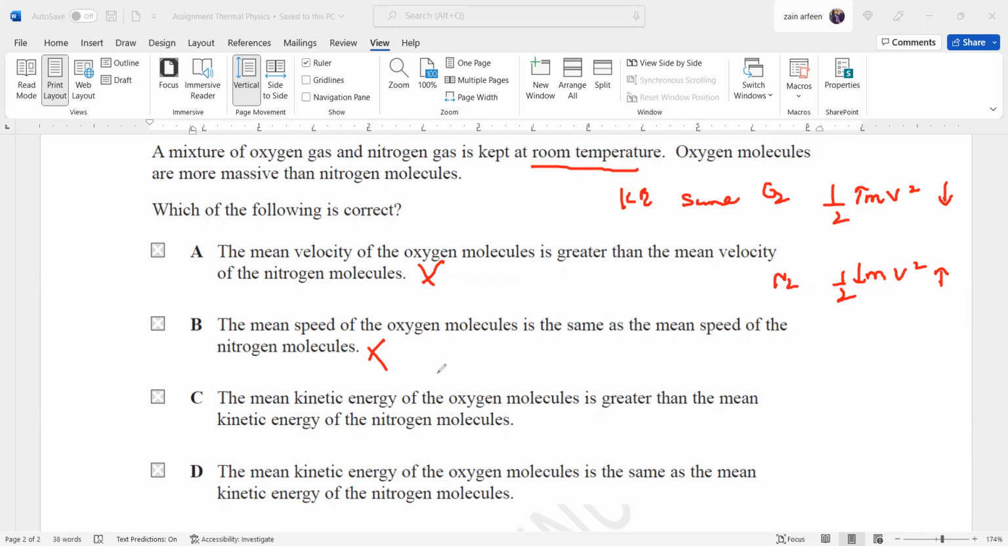The average or mean kinetic energy of oxygen molecules is greater? It won't be greater. Why? Because if they're at the same temperature, they should have the same kinetic energy. But the mean kinetic energy of oxygen molecules is the same as the kinetic energy of nitrogen molecules. That's why option D will be the valid answer.